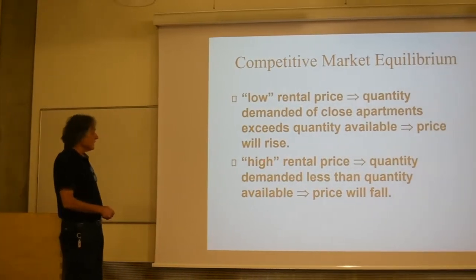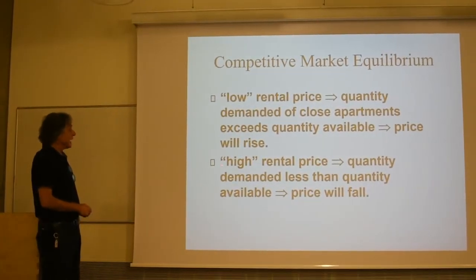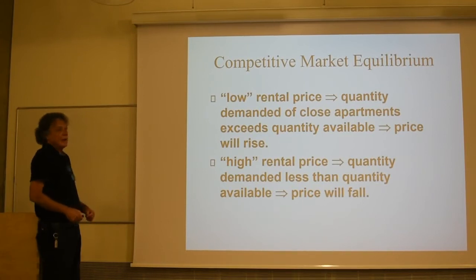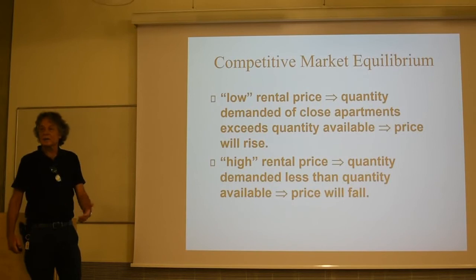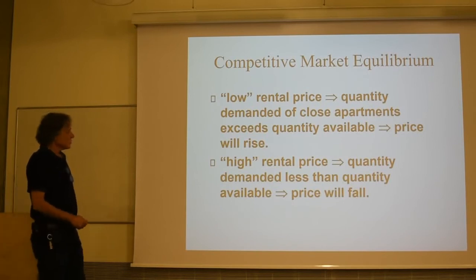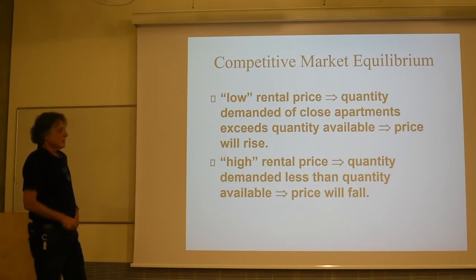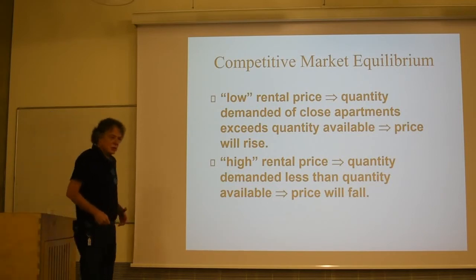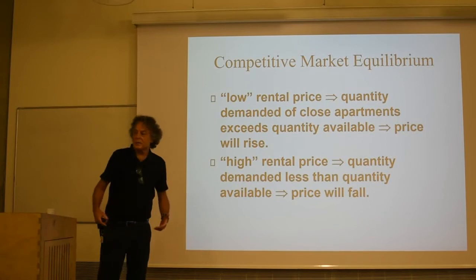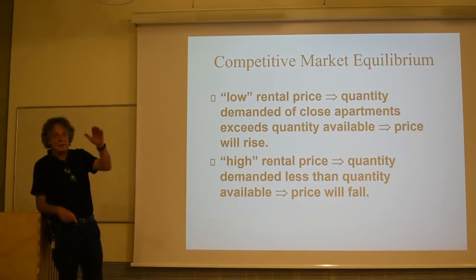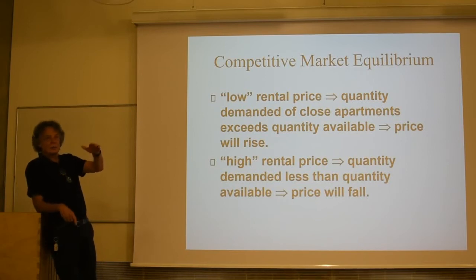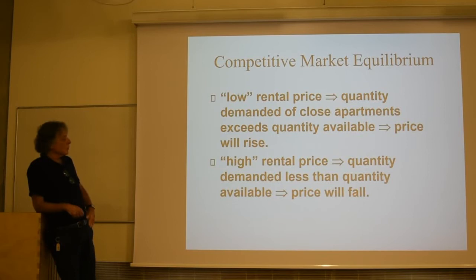Suppose for a second that the rental price is high, so that it would be impossible to rent all the 100 apartments. So the quantity demanded will be less than the quantity available, and therefore it's excess supply. Okay, we need only 80, but we have 100. What will happen? The landlord will start reducing the rent, so the price will fall.